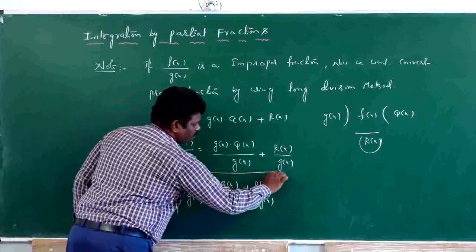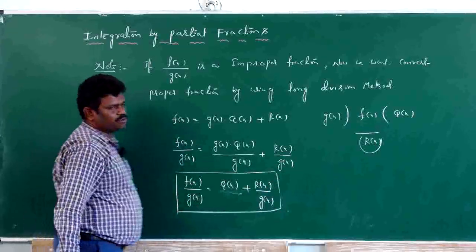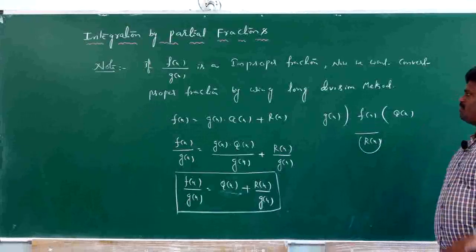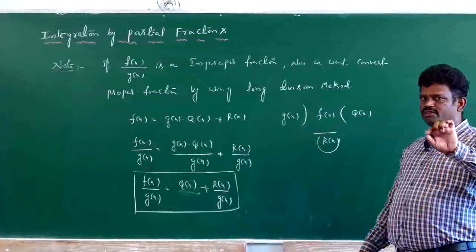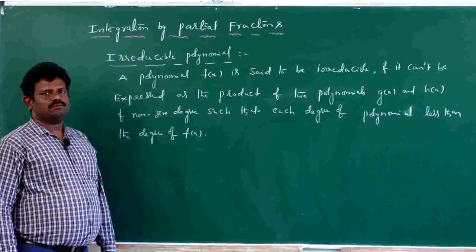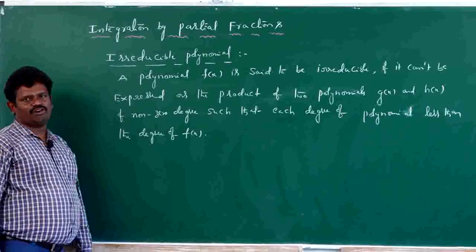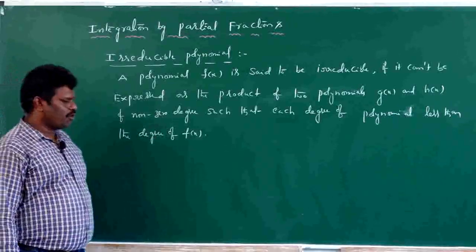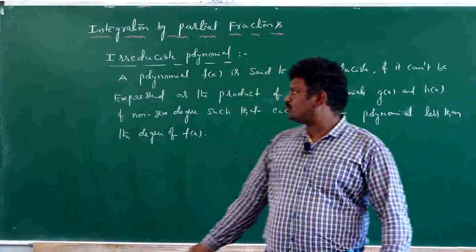So this is the process in partial fractions. If you want to convert an improper fraction into a proper fraction, then we apply the long division method. Okay? Another one is the irreducible polynomial. This is also important in partial fractions. Here, what is given for an irreducible polynomial?